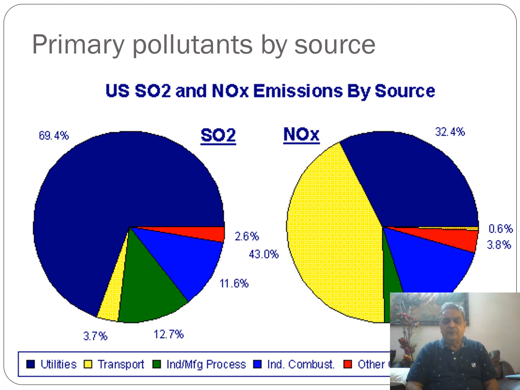You can see I have indicated, in the bottom portion of the slide deck, the types of sources from where these sulfur dioxide and nitrogen oxide emissions are coming. That is utilities, transport, industrial, manufacturing process, industrial combustion, and other types of sources. You can understand that nitrogen oxide, NOx, is a major part from transportation. Sulfur dioxide is from the utilities. So you can have clubbed both. This is the emission by source.